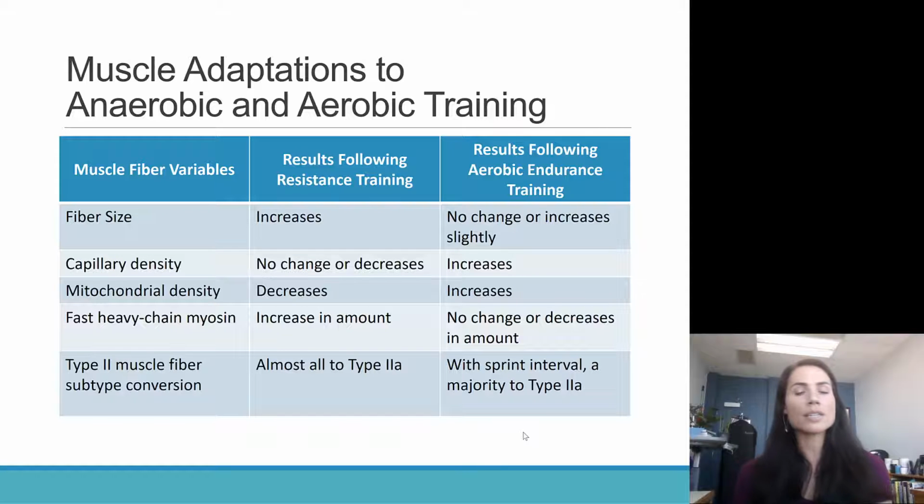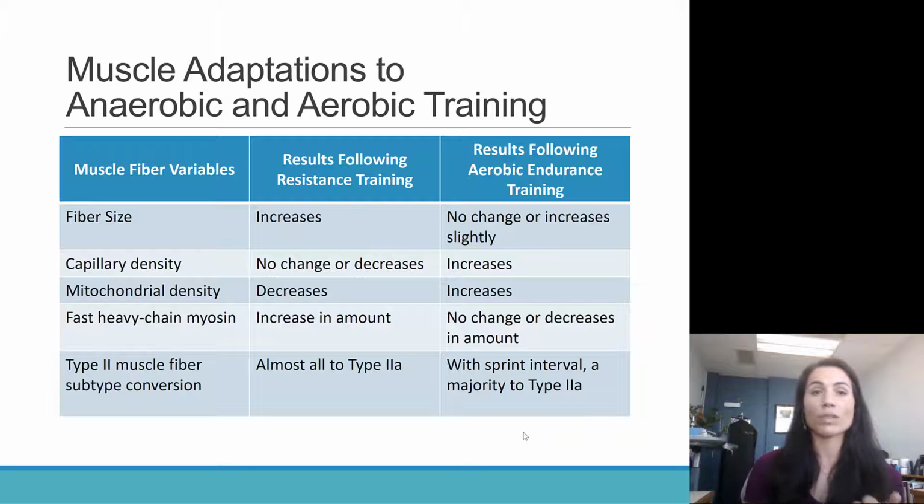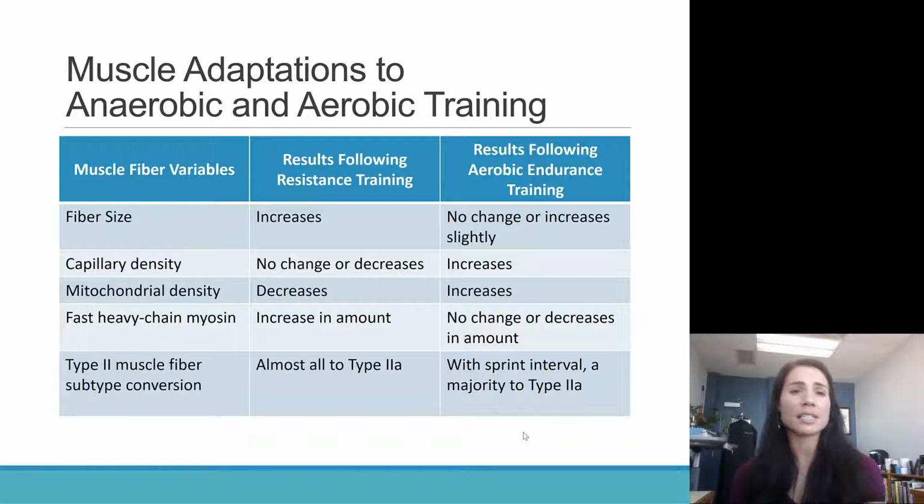Okay, and so what you can see are these differences, right? With fiber size, you really see an increase with resistance training, but you may not see that increase with aerobic training, although if it does happen, it's going to be minute. With capillary density, that's where it changes. With aerobic training, you see the increase in capillary density. That makes sense because of the amount of oxygen that needs to be delivered to our muscles with aerobic-based exercises. Capillary density really doesn't see any changes, or maybe potentially decreases, with resistance training. You see a decrease in mitochondrial density versus an increase in resistance versus aerobic training respectively.